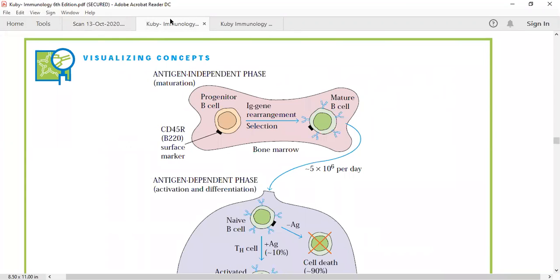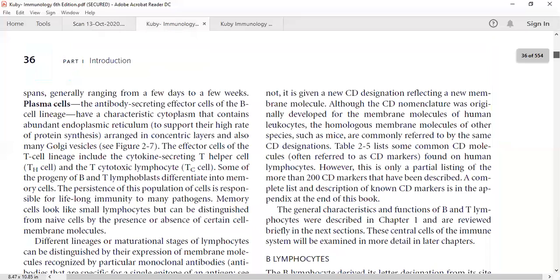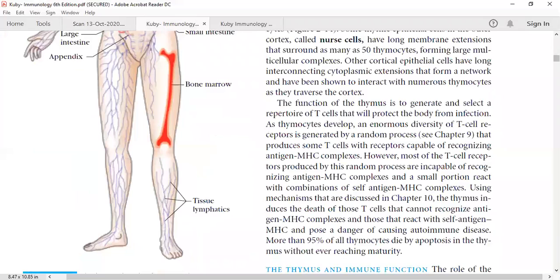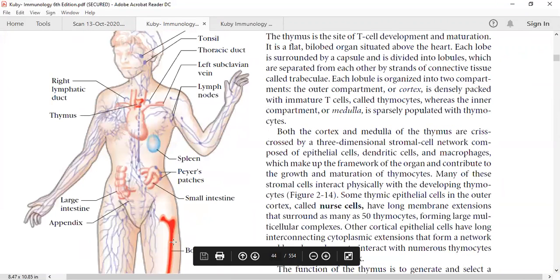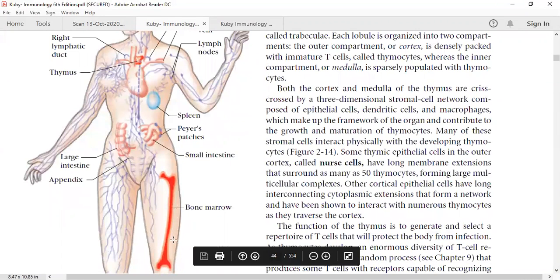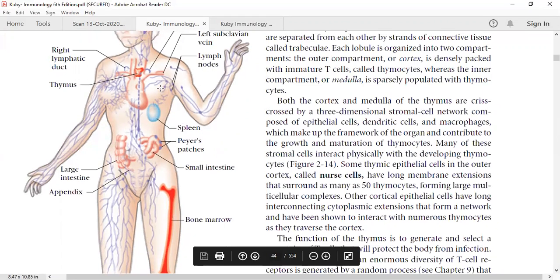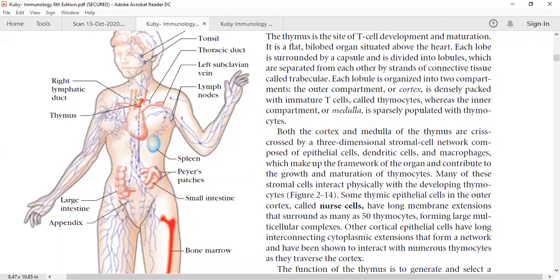Page number, the second chapter. This is the bone marrow, in our long bones, for example this one, the femur, and the thymus is a small organ which is situated just above our heart.